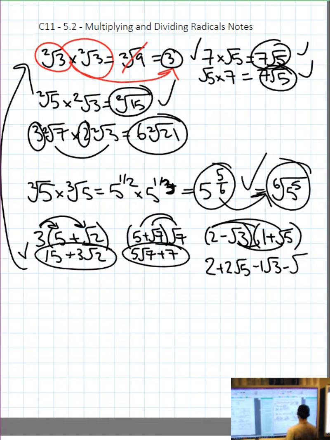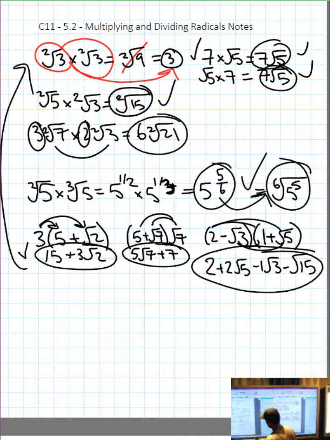3 times 5 is 15. And we don't have any like terms. Circle your answer. Type in the question, type in the answer. Remember, in the notes off to the right, if you see squared, you just have to FOIL the identical thing.